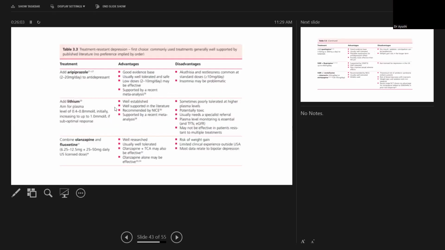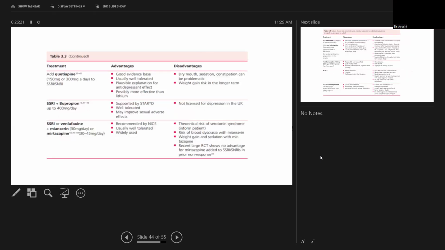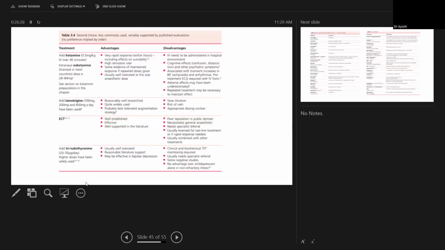Now, this is a table from the Maudsley guidelines, which shows the first choices in treatment-resistant depression, which include addition of aripiprazole, addition of lithium, addition of the olanzapine-fluoxetine fixed dose combination, then quetiapine, SSRI plus bupropion, or SSRI or venlafaxine plus mirtazapine. The second choices are addition of ketamine, addition of lamotrigine, ECT, and addition of triiodothyronine.